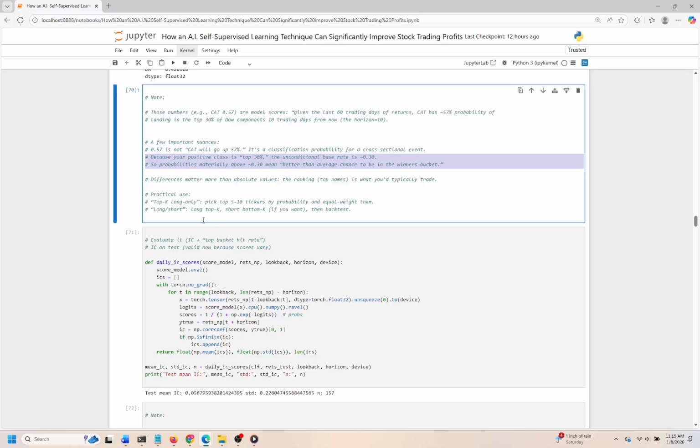In practice, traders can utilize this information in a couple of ways. For a top K long-only strategy, an investor might select the top 5 to 10 stocks based on their probabilities, assigning them equal weights in their portfolio. Alternatively, for a long-short strategy, one could go long on the top performers while potentially shorting the lower-scoring stocks, leveraging the predictive power of these classifications.